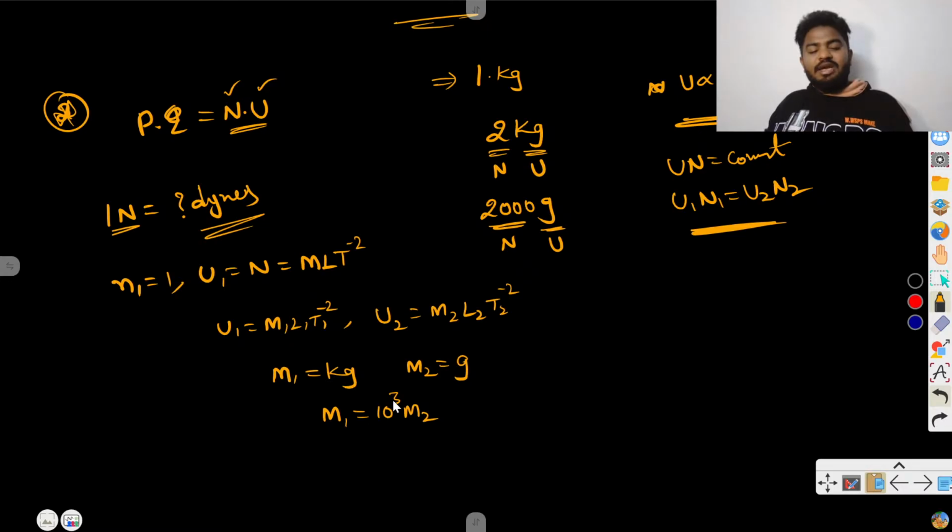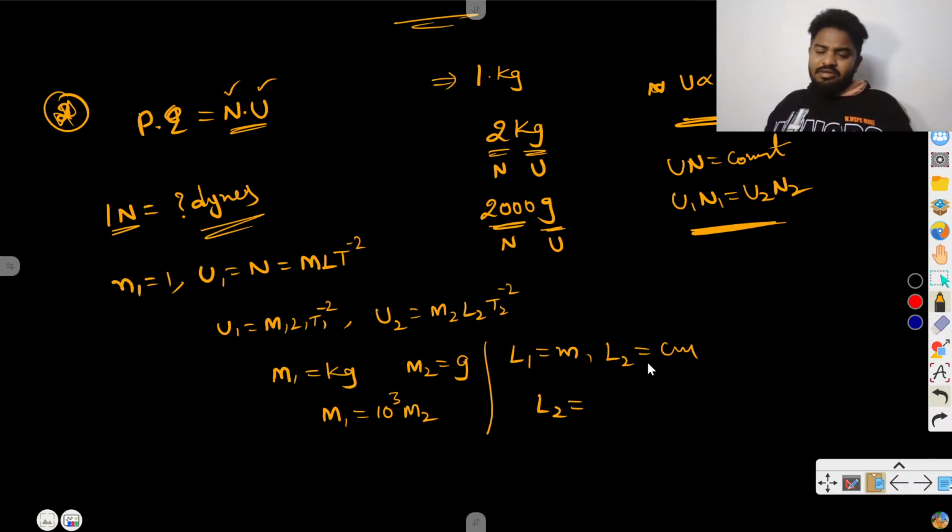So in the place of k I will write 10 to the power of 3, and in the place of gram I will write M2. Next, similarly, L1 is in meters and L2 is in centimeters. Now I can write L2 is equal to centi, in the sense 10 to the power minus 2 meter, in the sense L1. Am I right? So this is the relation between L1 and L2.